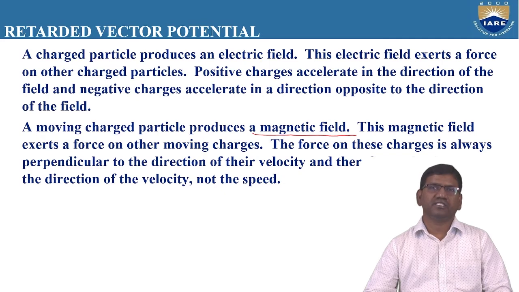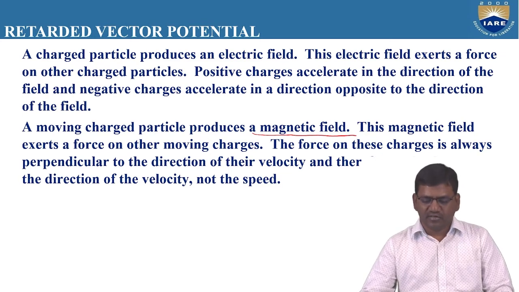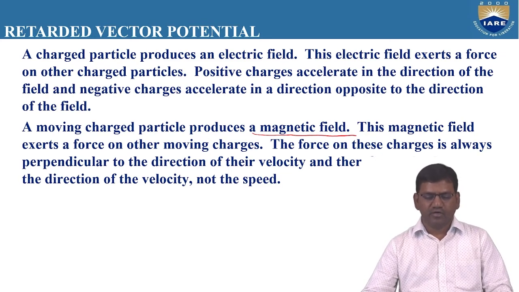This magnetic field exerts a force on the other moving charges. The force on these charges is always perpendicular to the direction of the velocity, and therefore only changes the direction of velocity and not the speed. So this moving charged particle will only change the direction of velocity and not the speed.